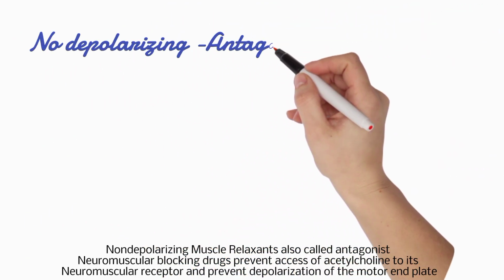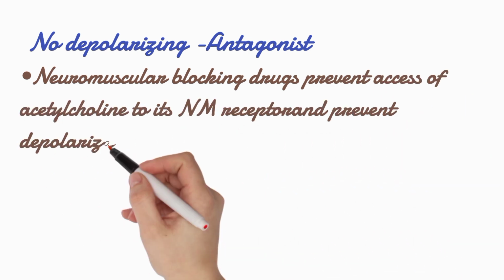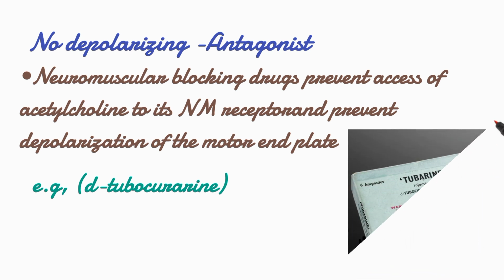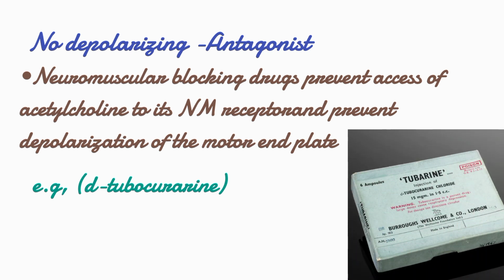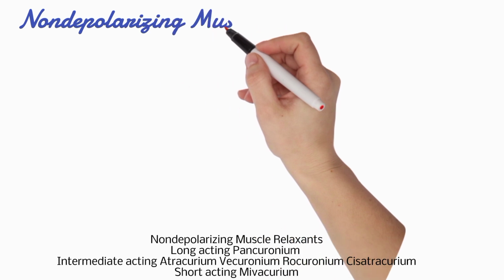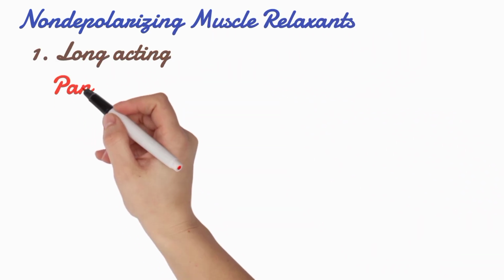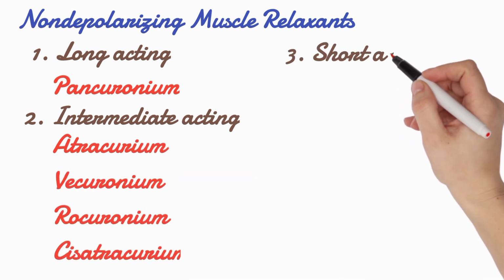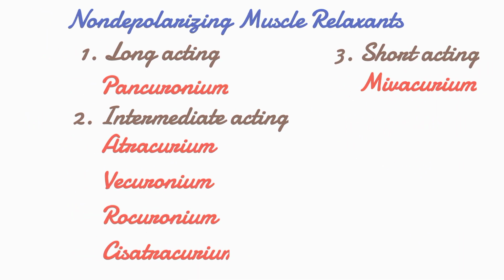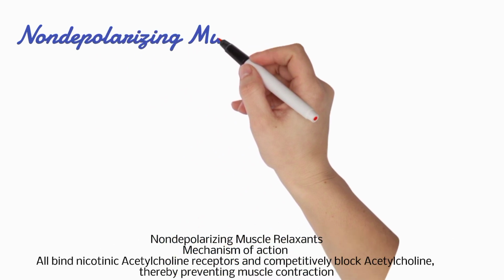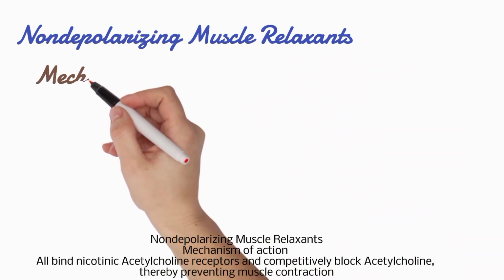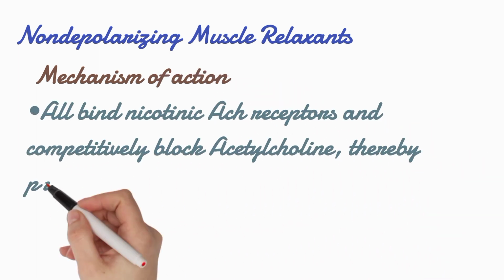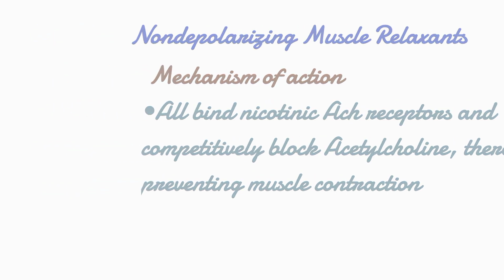Non-depolarizing muscle relaxants, also called antagonists, are neuromuscular blocking drugs that prevent access of acetylcholine to its neuromuscular receptor and prevent depolarization of the motor end plate. Non-depolarizing muscle relaxants: long-acting pancuronium; intermediate-acting atracurium, vecuronium, rocuronium, cisatracurium; short-acting mivacurium. Mechanism of action: all bind nicotinic acetylcholine receptors and competitively block acetylcholine, thereby preventing muscle contraction.